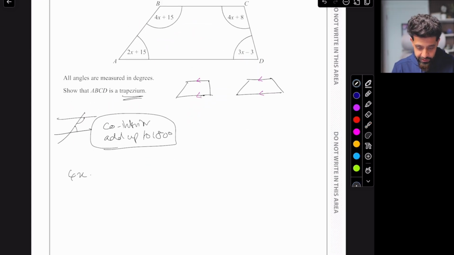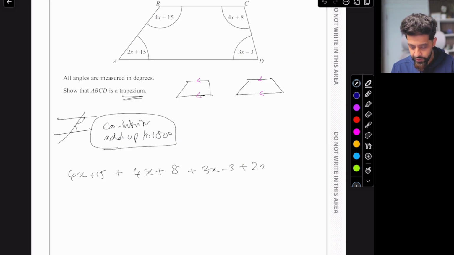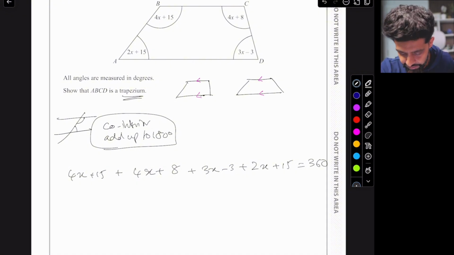So we know 4x plus 15 plus 4x. I'm going across, adding that, then adding that, then adding that. You can do it in a different order if you want to. So plus 3x minus 3 plus 2x plus 15 is equal to 360. I know that for a fact because I've been told that this is a quadrilateral. Sorry, my screen went off, so I just had to restart things.